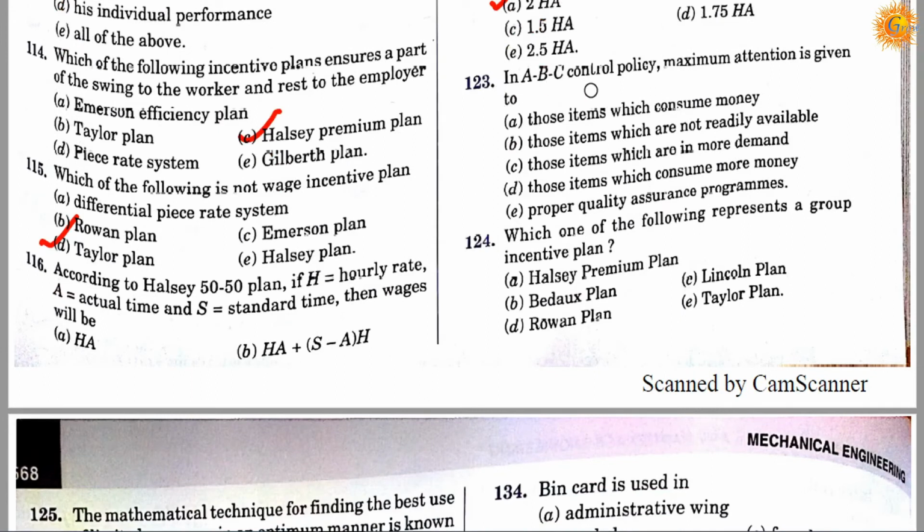In ABC control policy, maximum attention is given to: option A, those items which consume money, option B, those items which are not readily available, option C, those items which are in more demand, option D, those items which consume more money, option E, proper quality assurance programs. So the correct answer is D. In ABC control policy, maximum attention is given to those items which consume more money.